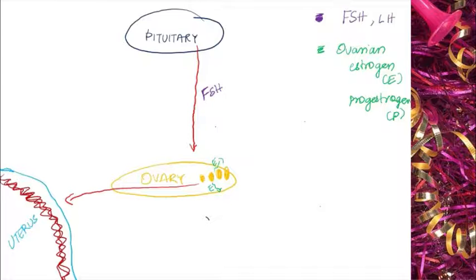So as this estrogen level rises, it goes to the pituitary. The pituitary is stimulated by it, so what it does is it stops FSH from producing. Then the pituitary understands that there is a lot of estrogen being produced.